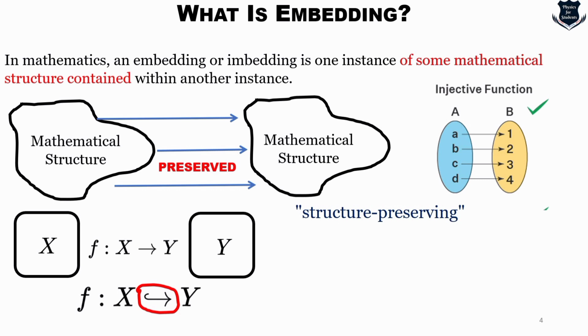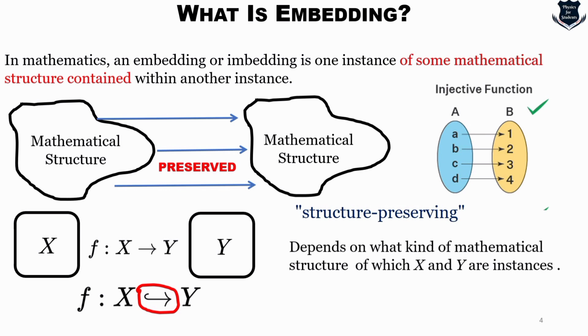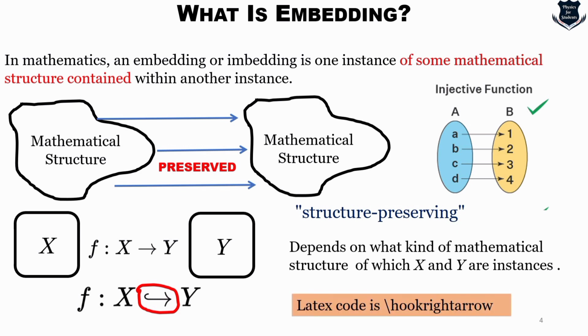So in terminology of, for example, category theory, a structure preserving map is called a morphism. Anyway, it depends on what kind of mathematical structure X and Y are. And this is actually the LaTeX code. I just thought to give you an idea of how it is written, if you want to write sometimes on the internet or web. So this is the LaTeX code.